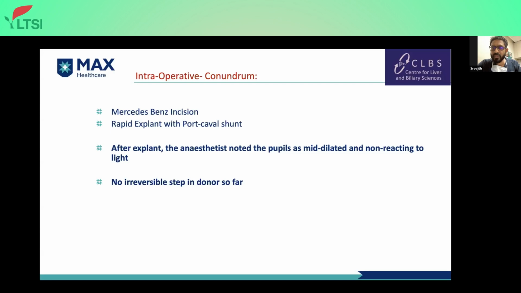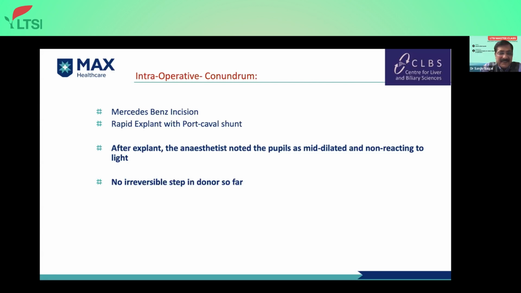We have completed the donor evaluation, no irreversible step. There is a mid-dilated pupil which is not reacting to light. These temporary phenomena do happen in these patients, and there are patients who are shifted on the table, and at times you start the surgery and these phenomena happen. Go ahead, but you should not take a decision immediately. Very wise. Go ahead, which we did. Any difference of opinion among the group? In adults it might be different, but in children definitely go ahead. Okay, same thing.